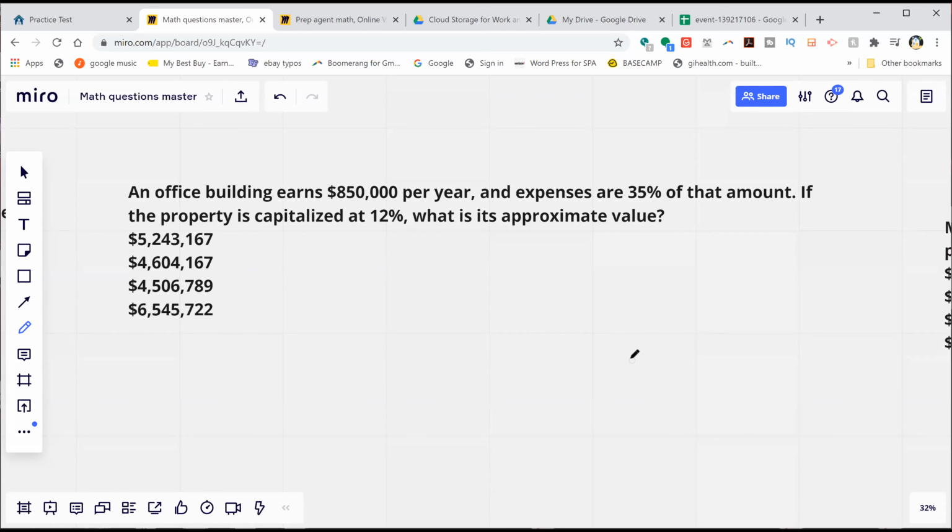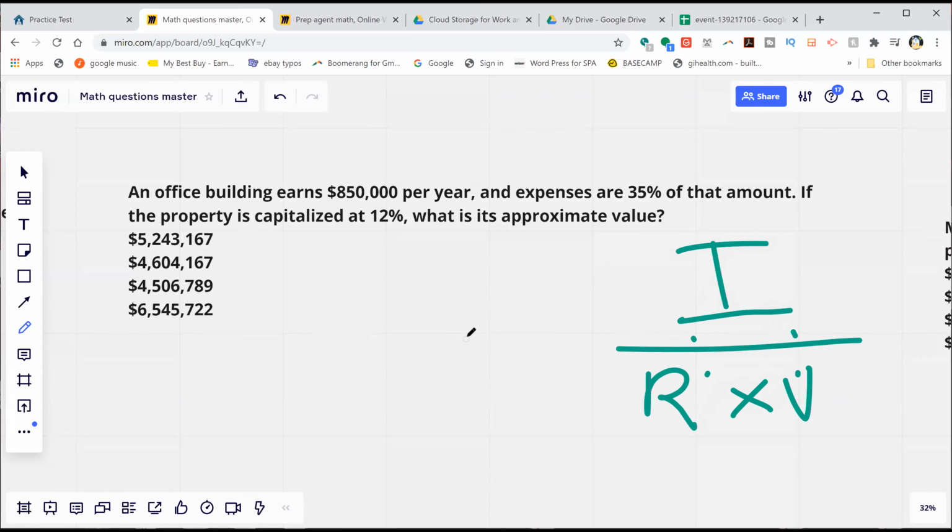An office building earns $850,000 per year, and the expenses are 35% of that amount. If the property is capitalized at 12%, what is the approximate value? So here, we're going to write IRV right here. Why? Because we know that this is a cap rate problem.